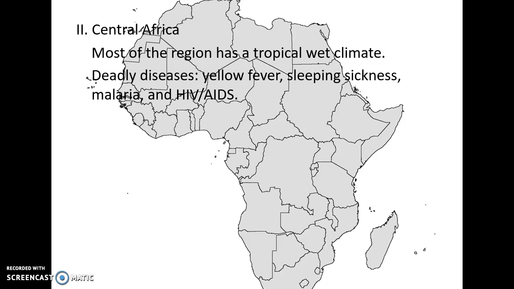Mosquitoes also infect people with malaria. It kills more than 1 million people a year and actually is the single biggest killer of African children under the age of 5. And of course, we already know HIV and AIDS destroys the body's immune system. More than 25 million people in Africa have HIV and AIDS.